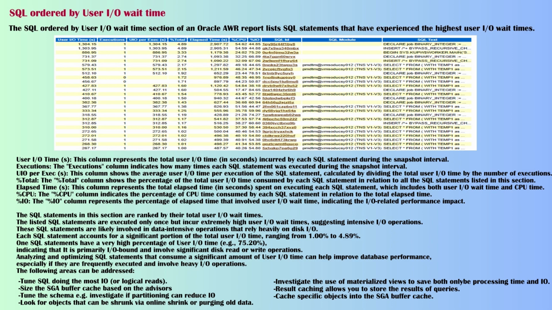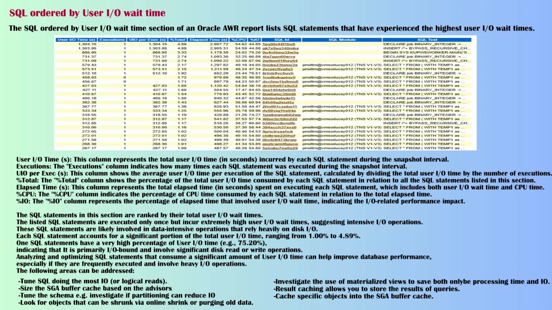This can be accomplished by tuning SQL statements so that their execution plans result in a minimum number of I/O operations. User I/O time: this column represents the total user I/O time, in seconds, incurred by each SQL statement during the snapshot interval. Executions: the executions column indicates how many times each SQL statement was executed during the snapshot interval. UIO per exec: this column shows the average user I/O time per execution of the SQL statement, calculated by dividing the total user I/O time by the number of executions.